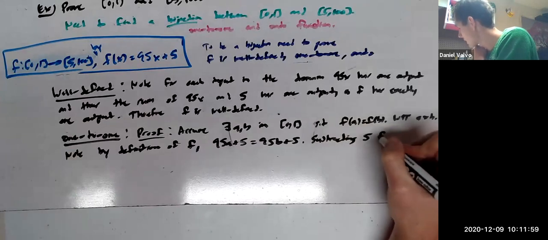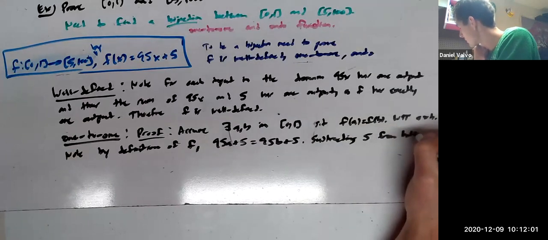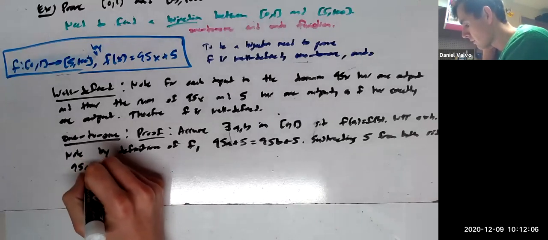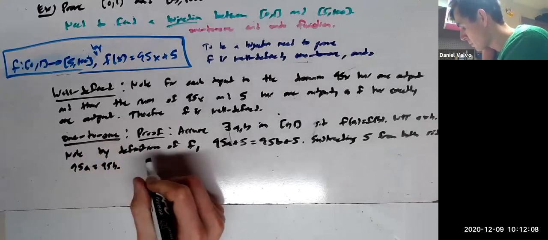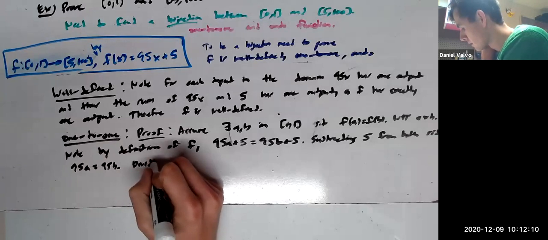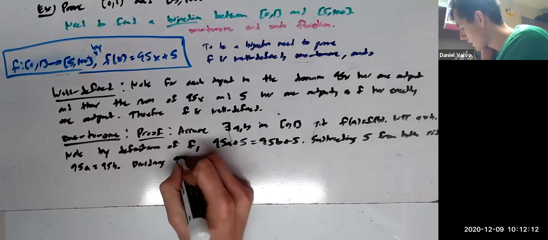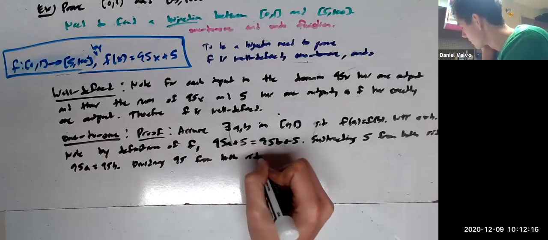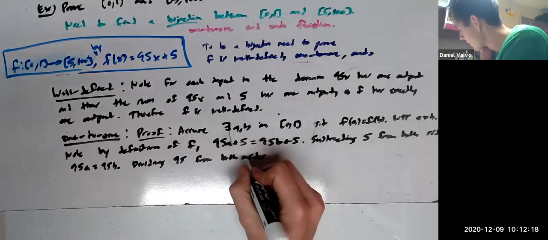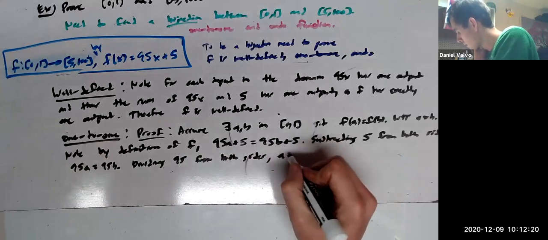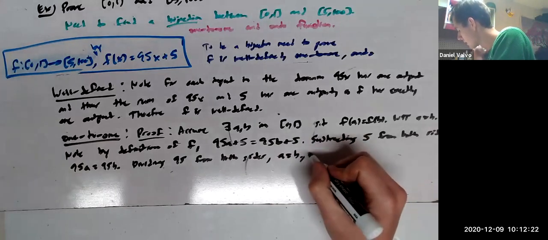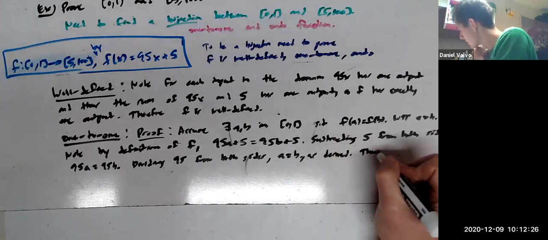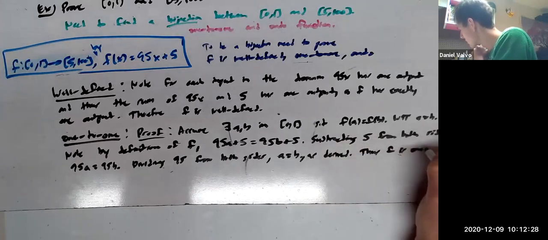Subtracting 5 from both sides, 95a equals 95b. Dividing by 95 on both sides, a equals b as desired. Thus, f is 1-to-1.